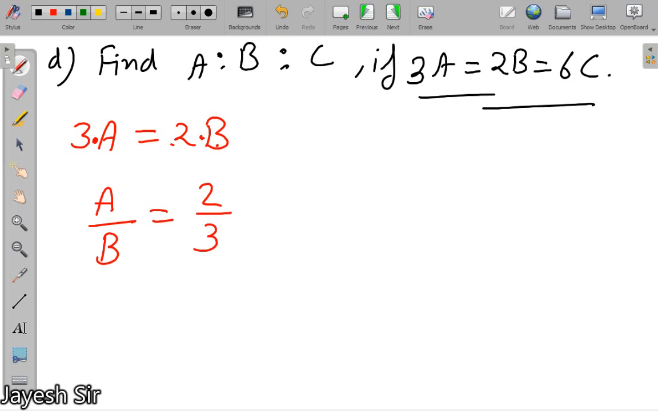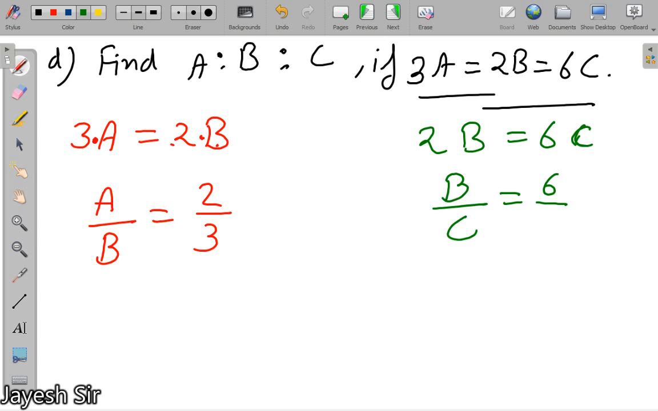Now for the second equal to, 2B is given as equal to 6C. So we will do the same procedure now as well. B upon C. C is transferred to the left hand side, it comes to the denominator. 2 when transferred to the right hand side comes to the numerator. And I can simplify it as 3 upon 1.